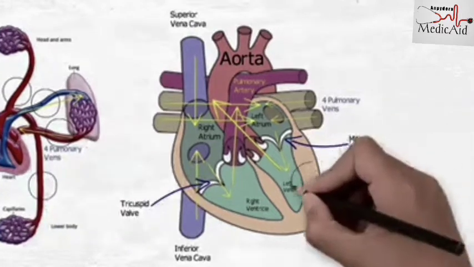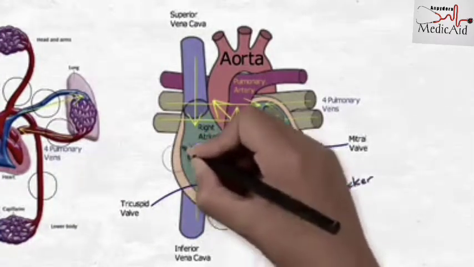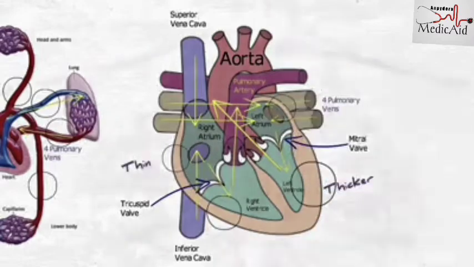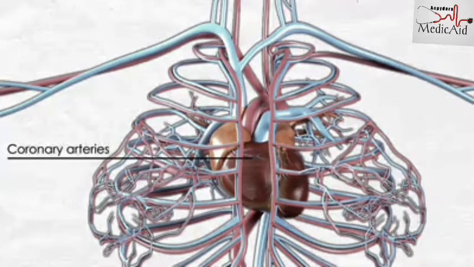We should also know that the wall of the left ventricle is thicker than the right ventricle, and the wall of the atria is thinner than the ventricles. The heart is supplied with blood through the coronary arteries that surround it.